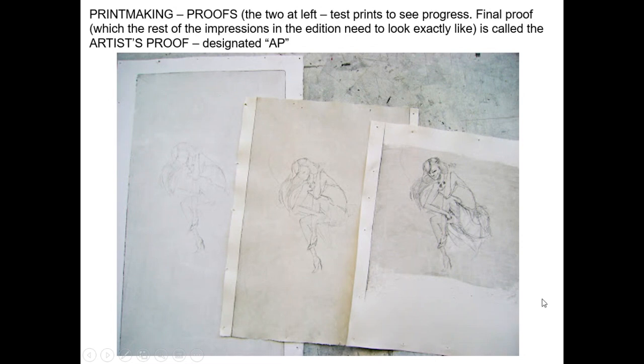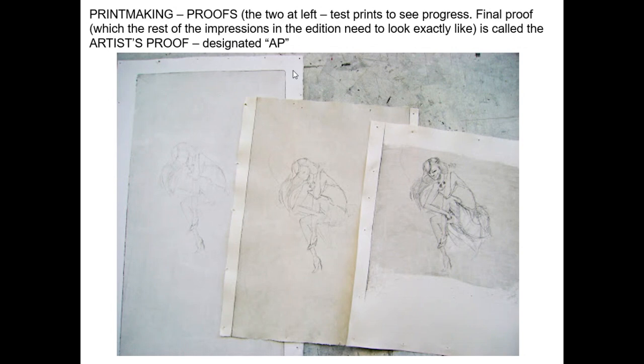Once we get the print the way we want it to look, we'll make one on good paper, on the same paper the rest of the edition will be made on, and we'll designate it with either the letters AP, or sometimes people will write out the full words artist's proof. That print is usually kept by the artist.